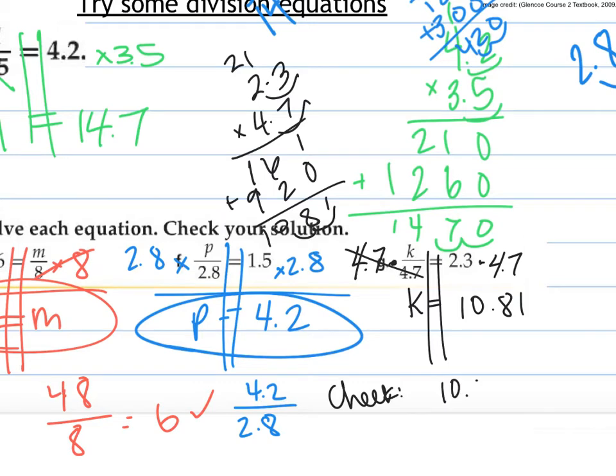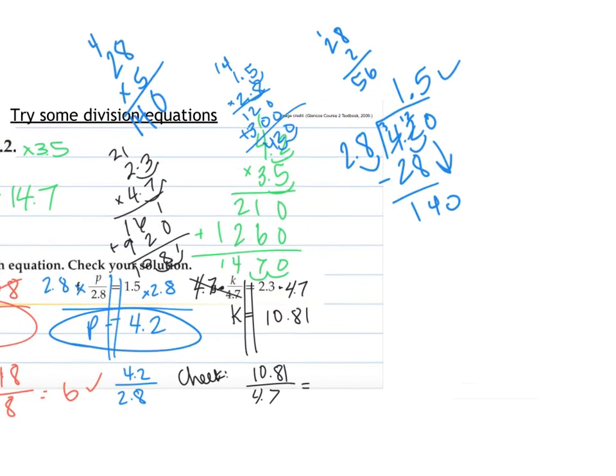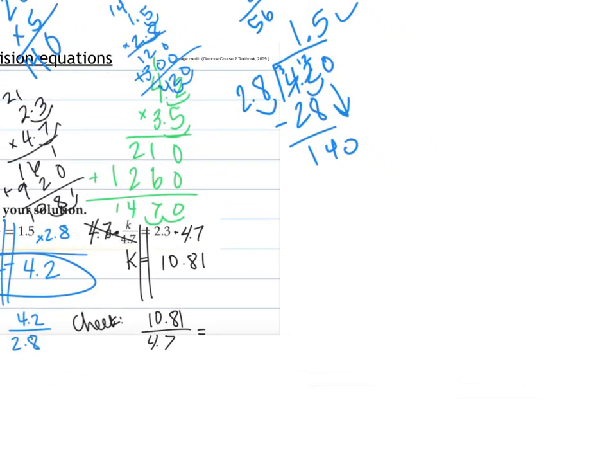Now, in order to do a check, I need to take my answer and divide it by 4.7 and see what we get back. Zoom out again here for more space. Top number goes on the inside. Bottom number on the outside. Move the decimal however many spots to make it a whole number. Carry the decimal up above.